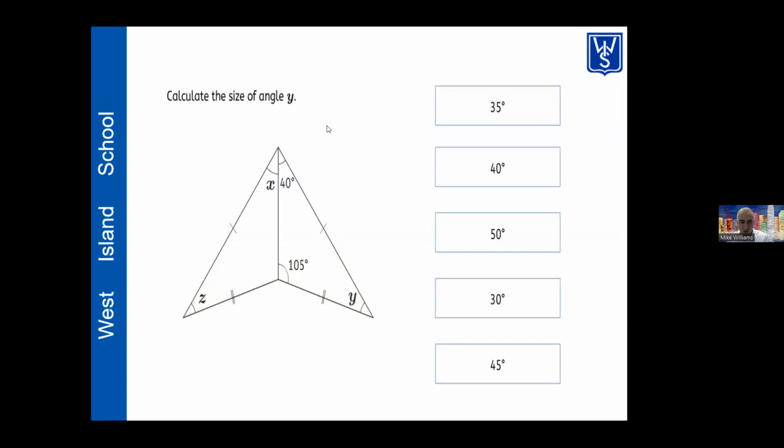Angles. Do you remember from school how many angles in a triangle? The total angle in a triangle?